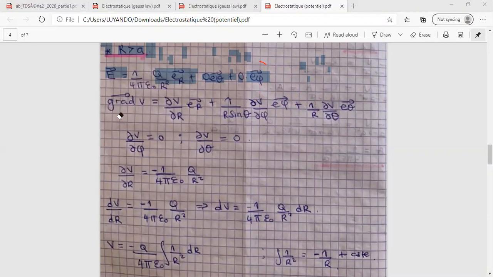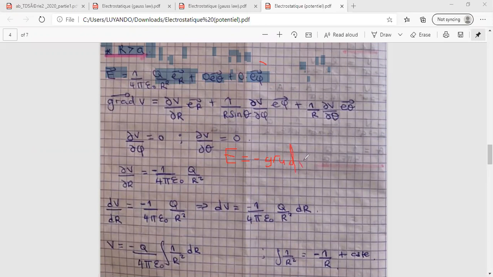So this negative is coming from the fact that our E is equal to the negative of the gradient of V.